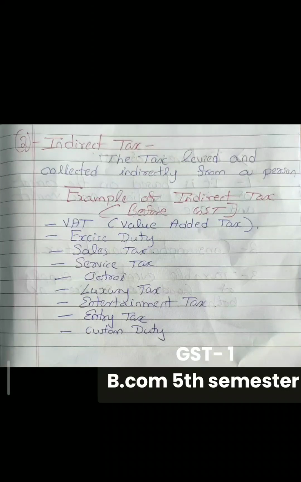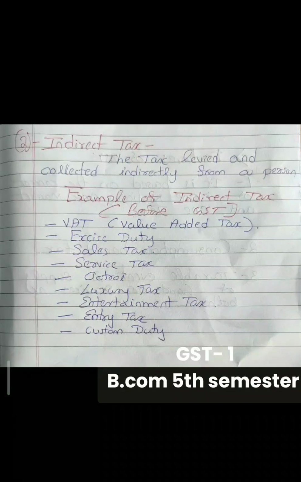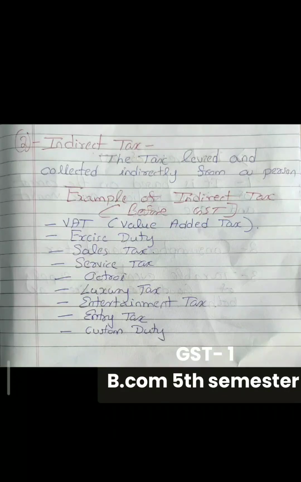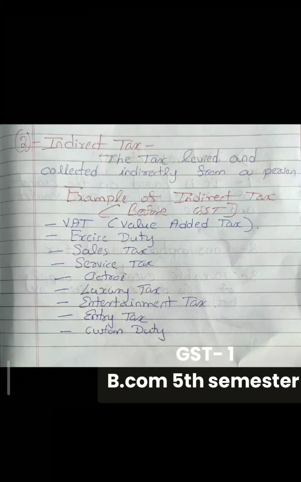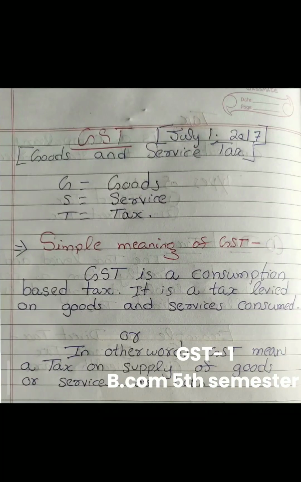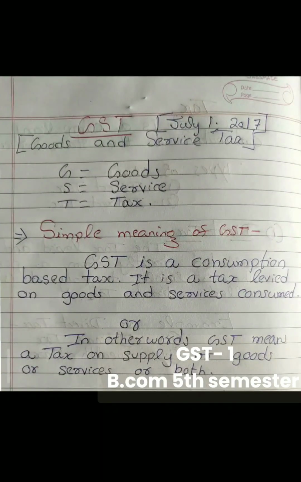In India, GST was introduced in the year 2017. Before GST, many indirect taxes were imposed in India, like VAT (value added tax), excise duty, sales tax, service tax, octroi, luxury tax, entertainment tax, entry tax, and duty. These are all major examples of indirect taxes before introducing GST. GST was adopted in India on July 1, 2017.